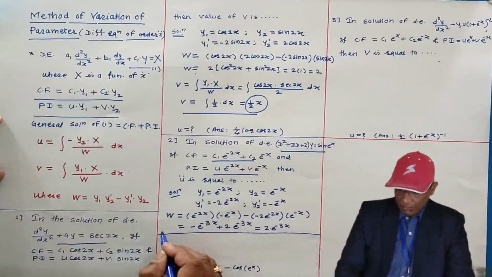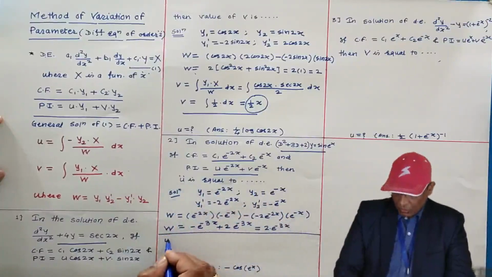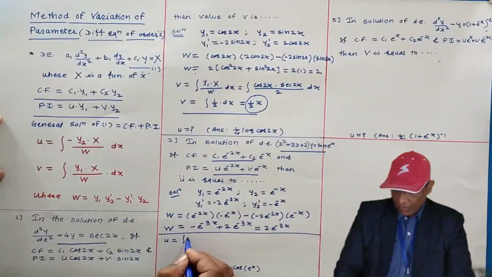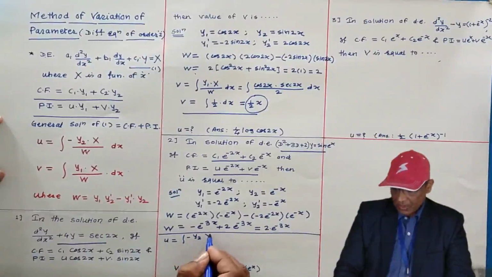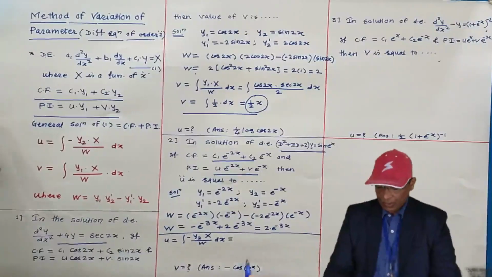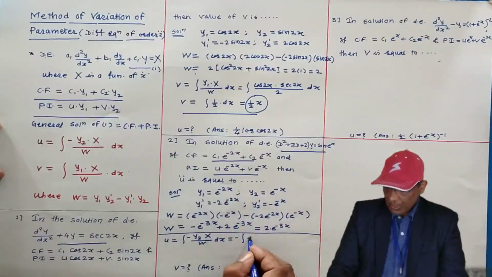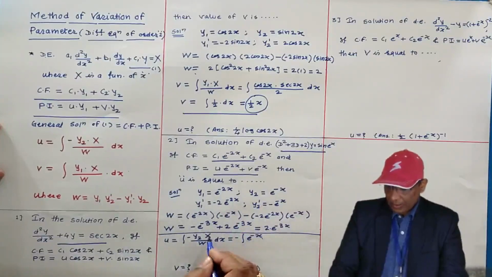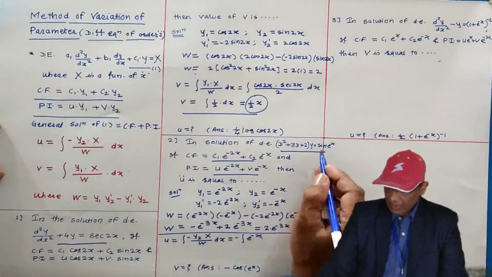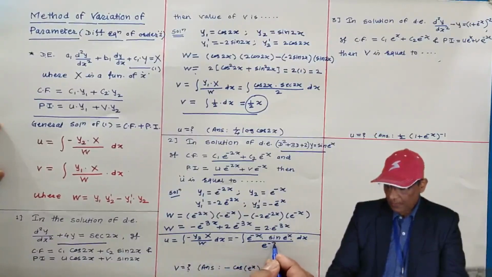Okay, this value of w may be asked as an MCQ. But here in this problem, u is asked. So what is the formula for u? The formula for u is minus of integral y2 X by w. Now, minus is outside, y2 is e to the power minus x. Capital X is the right hand side. What is the right hand side here? Sine of e to the power x, and we are integrating with respect to x, and w is 2 e to the power minus 3x.